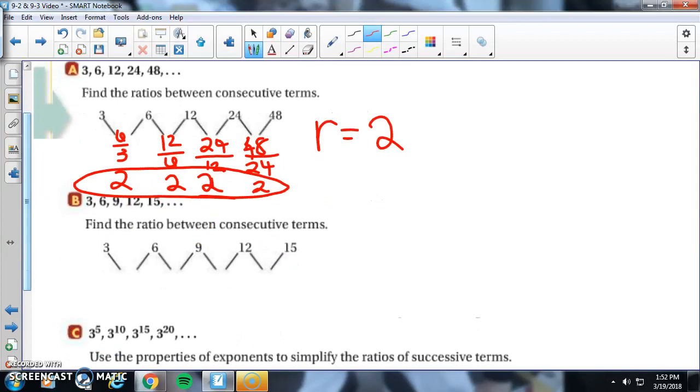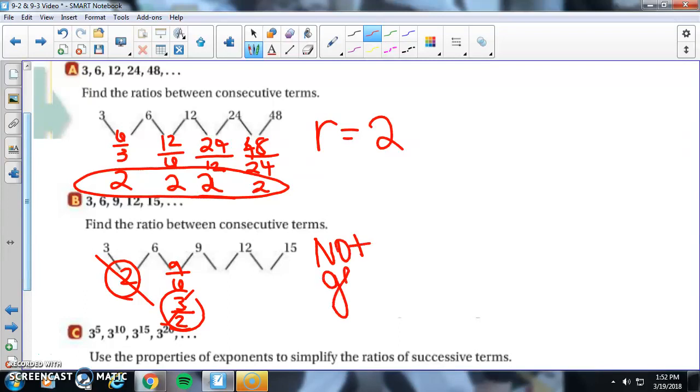For b, 6 divided by 3 is 2. 9 divided by 6 is 3 over 2. And then I'm going to stop because 2 and 3 over 2 are not the same, which means this is not geometric.